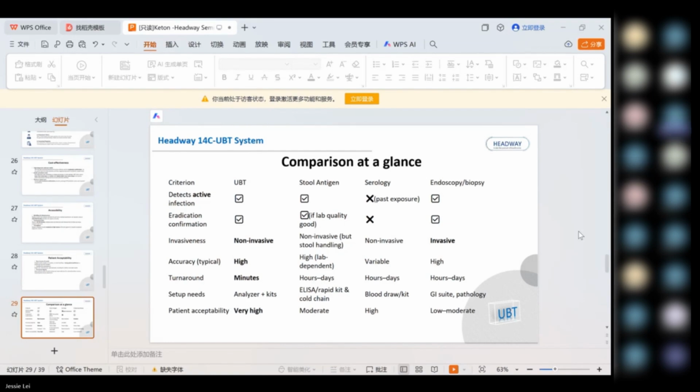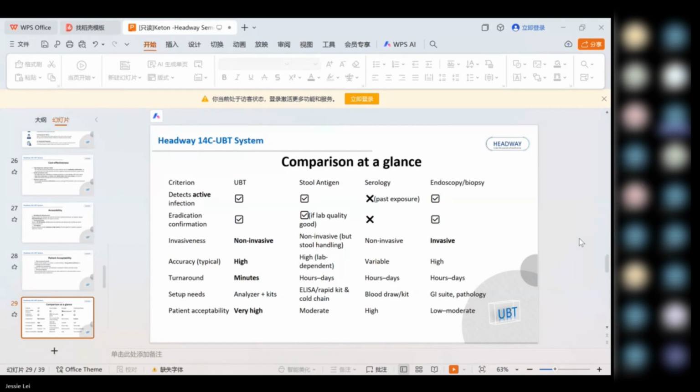So Nelson, once you take the capsule, you breathe or blow into the kit, and then the kit is put in the machine and analyzed. You don't need any stool, you don't need any saliva, you don't need anything else. It's just the breath that is blown into the kit, and then it is tested.